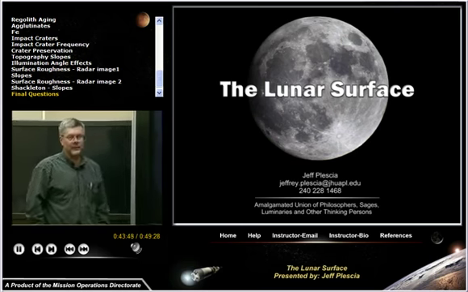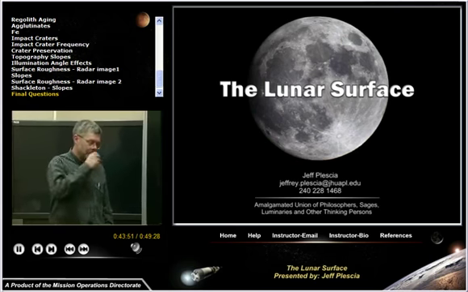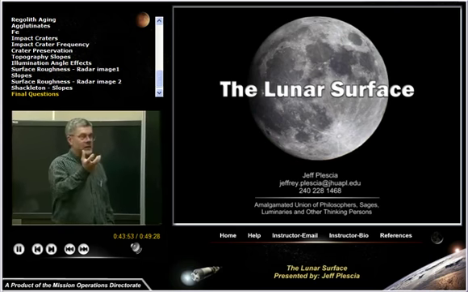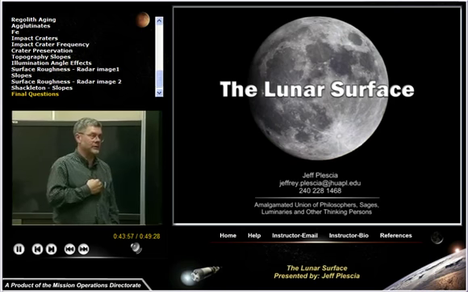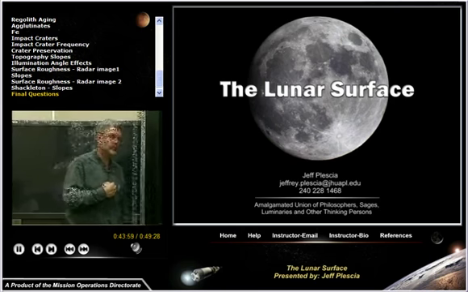Fred Hörz and those guys have also looked at the number of pits on an individual rock at micrometeorite scales and calculated what the frequency of those are. So there's data, but I just don't remember what it is.